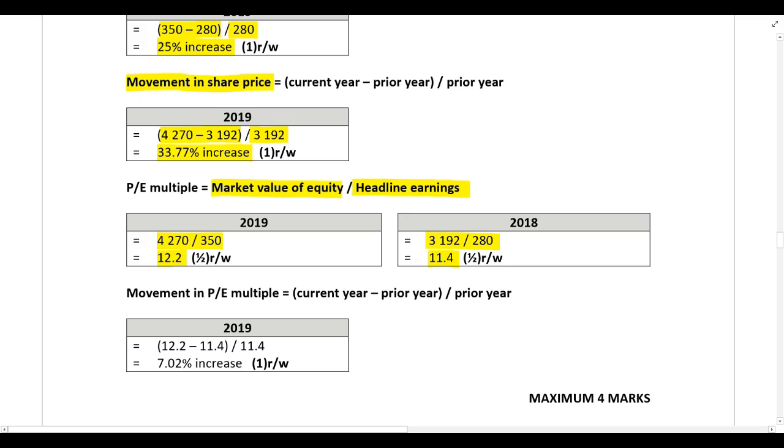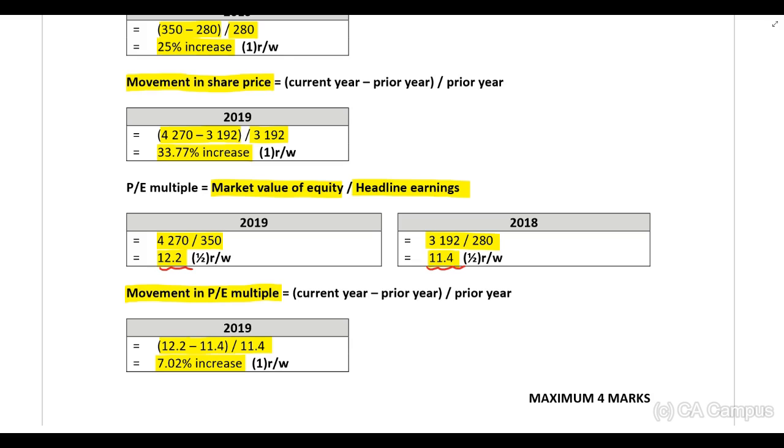And then finally, we can calculate the movement in the price earnings multiple. So remember, we calculate the movement by taking the current year multiple that we calculated above, deducting the prior year multiple, also calculated above, and then dividing by the prior year multiple. All right, so you can see the price earnings multiple has increased by 7.02% from 2018 to 2019. Okay, and those are the only calculations that we can perform.